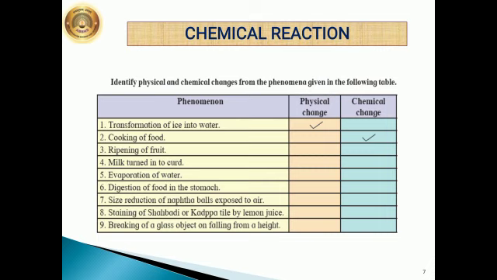Transformation of ice into water is a physical change. In a physical change, again the original properties are retained. Cooking of food is a chemical change. Ripening of fruit, milk turned into curd, evaporation of water, digestion of food in stomach, size reduction of naphthalene balls exposed to air, staining of Shahabadi or Kadapa tile by lemon juice, breaking of a glass object falling from a height. Out of these, write down which are the physical changes and which are the chemical changes.